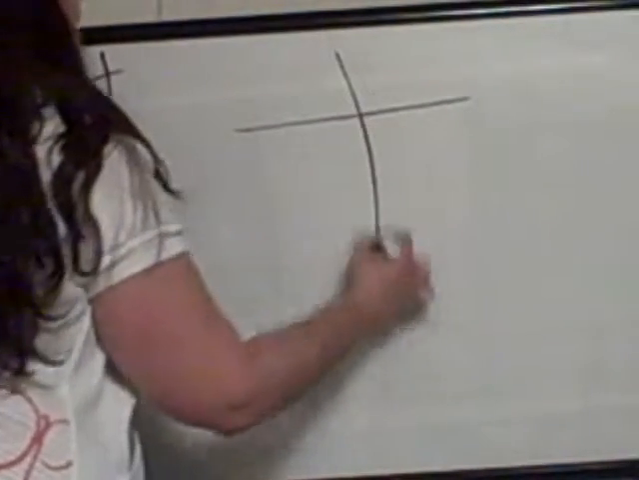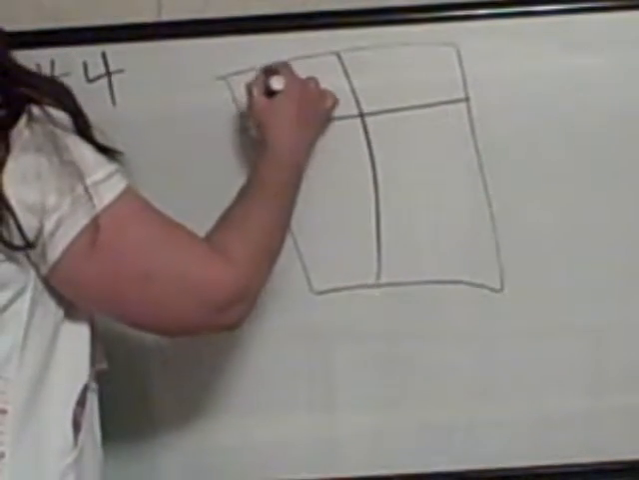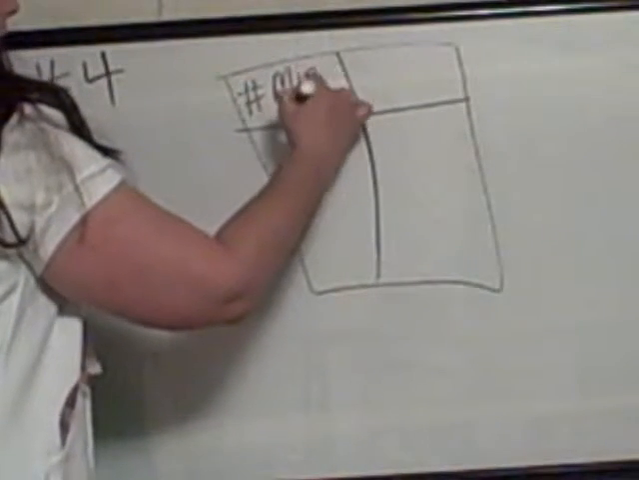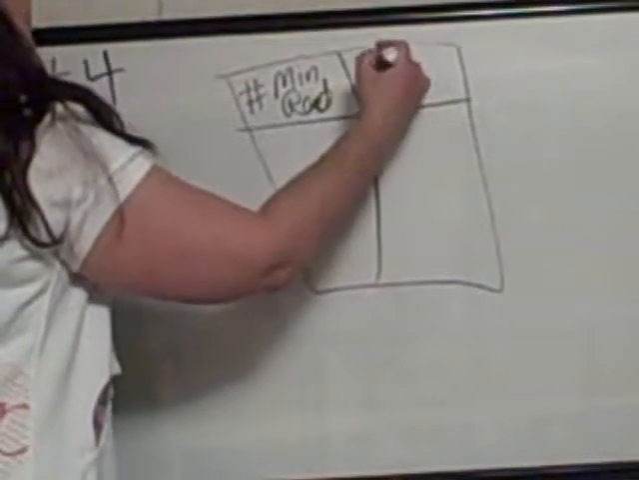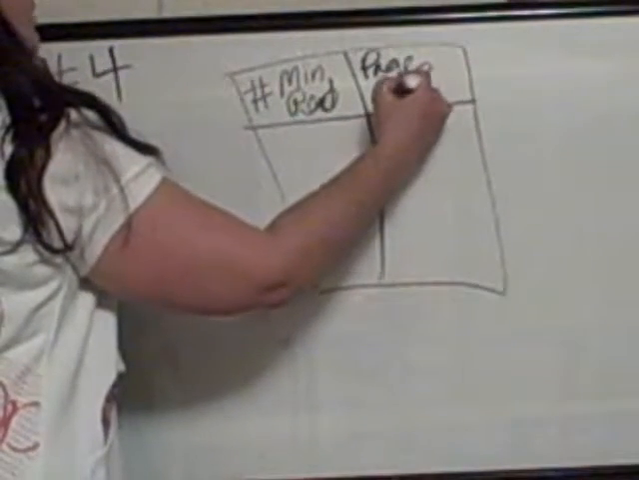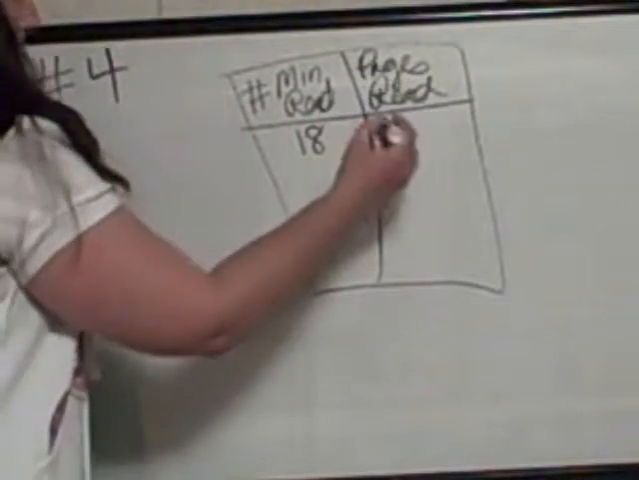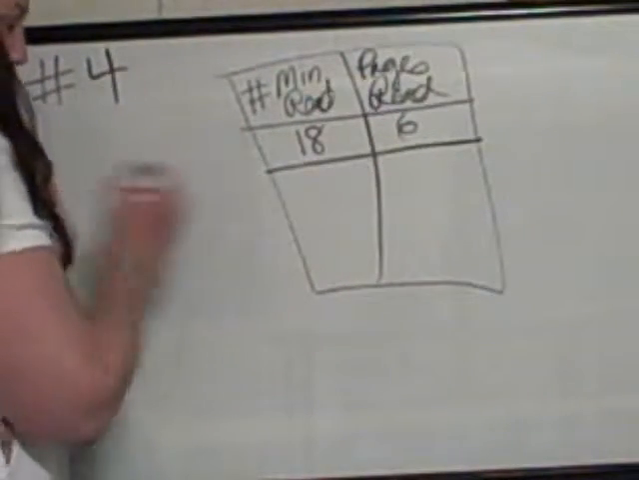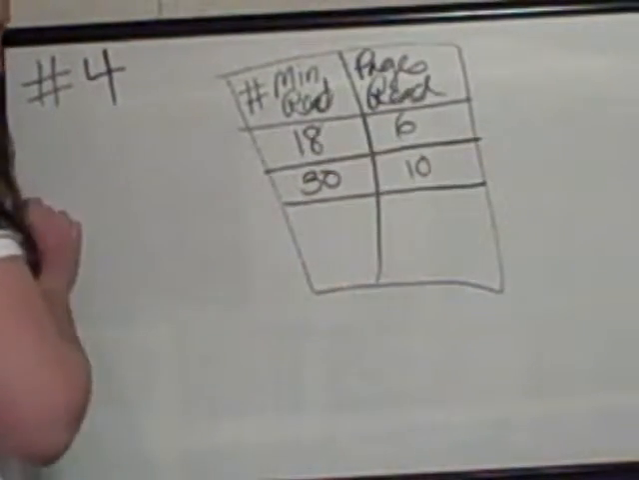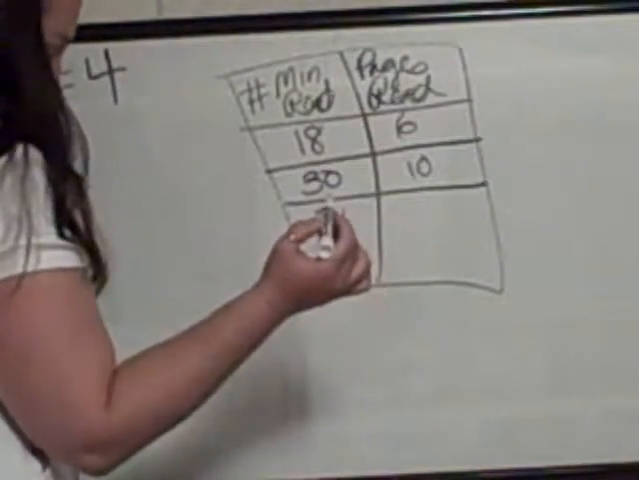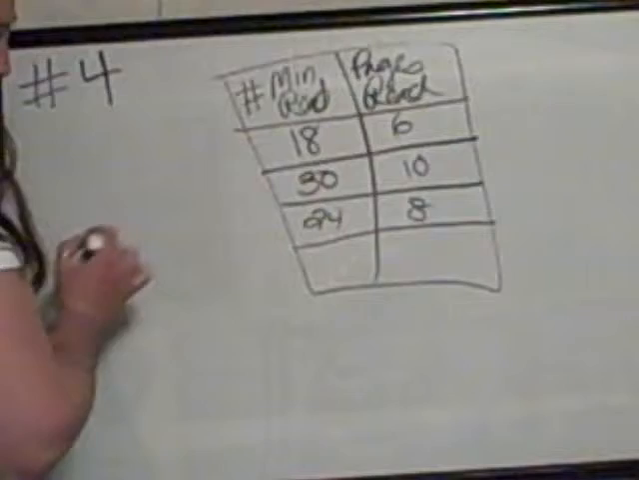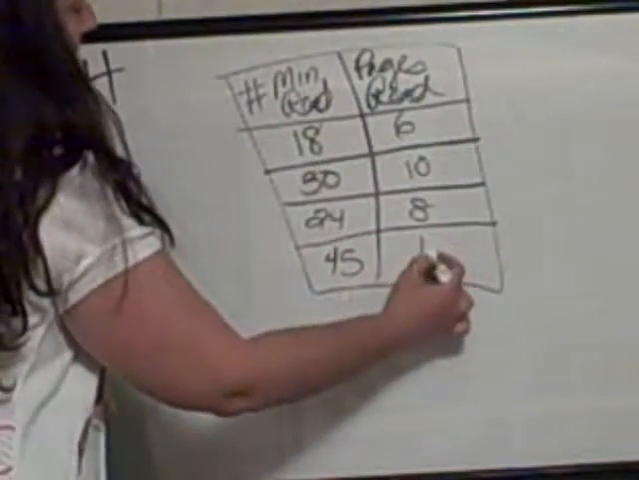We have this chart, and in this chart we're asked if the numbers represent a direct variation. Here we have the number of minutes read, and here we have the pages read. We have 18 minutes and 6 pages. We have 30 minutes and 10 pages. We have 24 and 8. We have 45 and 15.